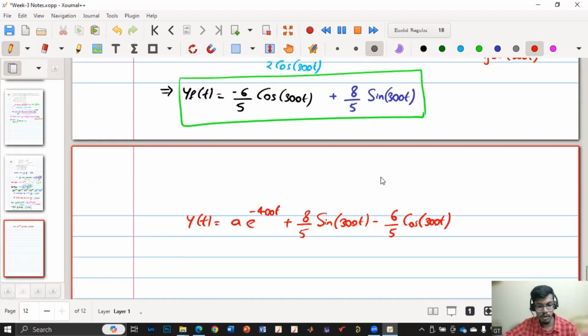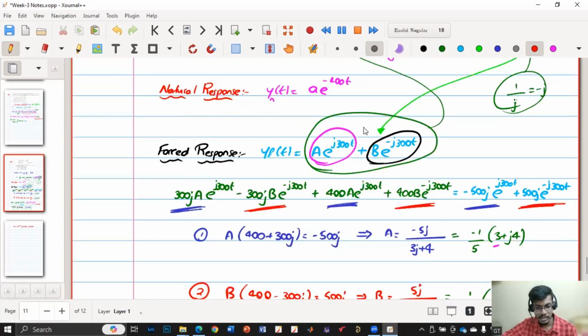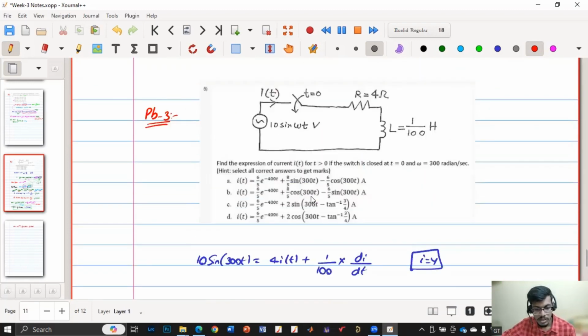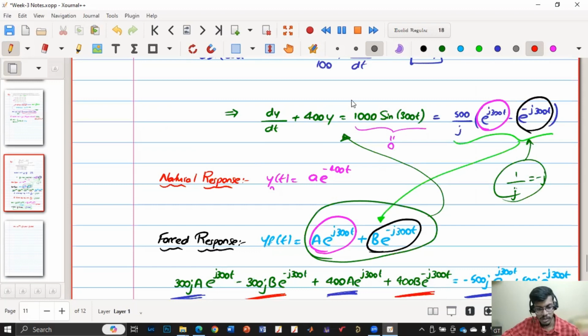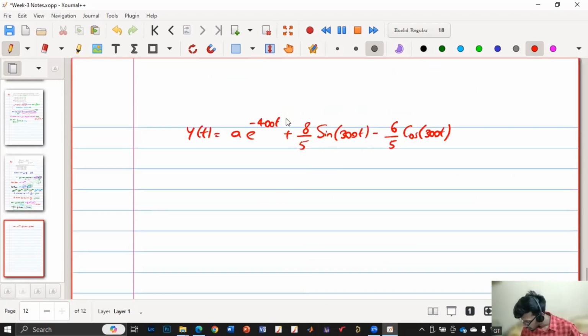There should be some boundary condition. I'll go back and see. The boundary condition says: find the expression i of t for t greater than 0, the switch is closed at t equals 0. So before t equals 0, the system is open. So what is the value of current at 0? Current is 0. Here my current is y, right? So I will have this condition y of 0 is equal to 0. Right. So if I substitute y of 0 equals 0, what will be the value of A?